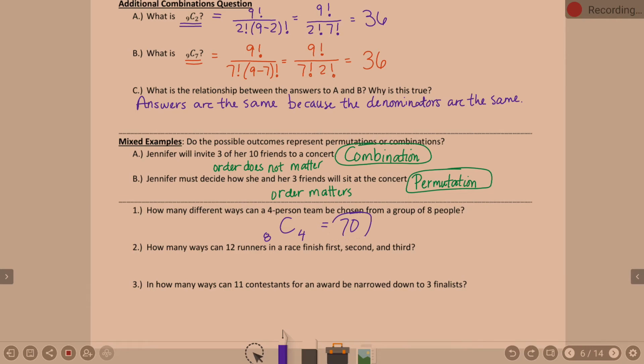Okay, number 2. How many ways can 12 runners in a race finish first, second, and third? Okay. Does order matter? Yeah, because now we're talking first, second, third. So this is indeed a permutation. How many are we picking from? 12. For how many positions? 3. So you're doing 12P3. Okay. Calculator says 1,320.